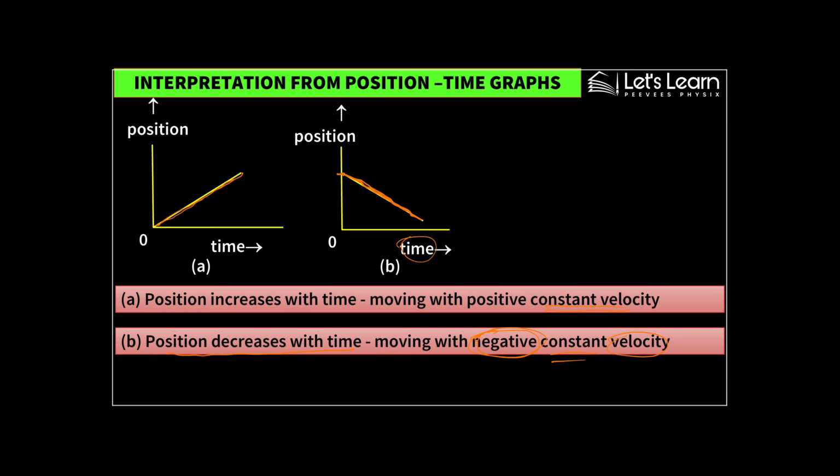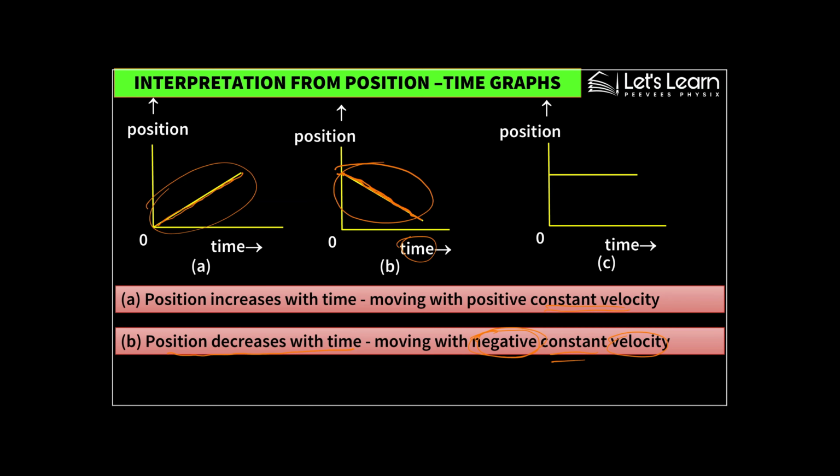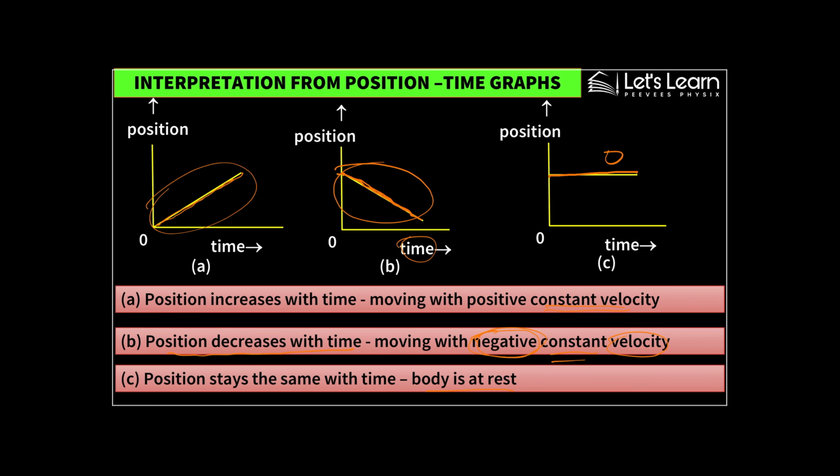Constant positive velocity for the first part, constant negative velocity for the second part. And look at the third graph. You can see here the position doesn't change. Slope is 0, so velocity is 0. The body is at rest.